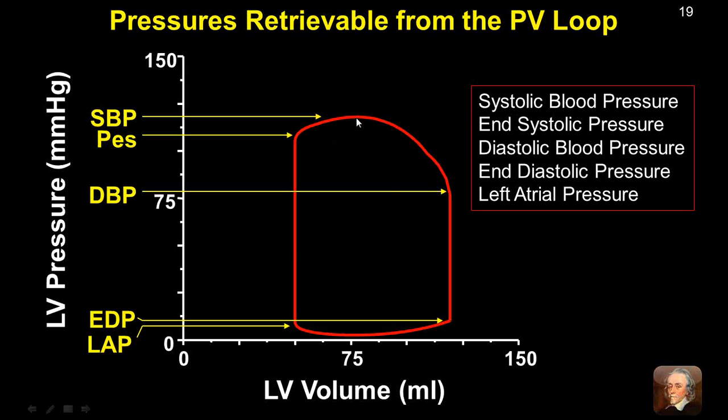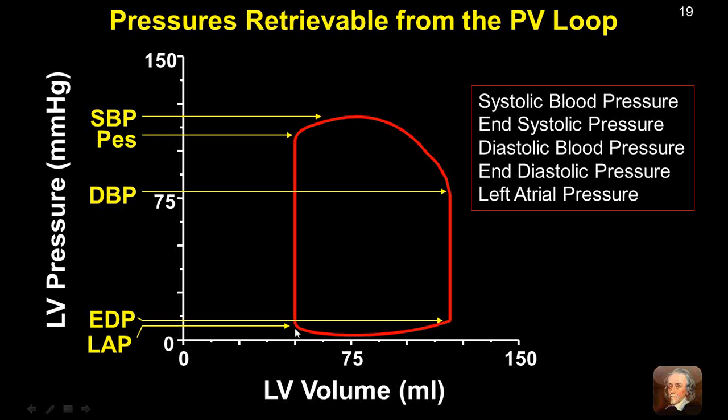So the pressure that is at the peak of the ventricle is also the same as the systolic blood pressure in the arterial system. At the end of ejection, we've got the end systolic pressure, PES. And note, as shown in this loop, the peak pressure is not always the same as the end systolic pressure. So you should not mistake the peak pressure that the ventricle is generating, or the peak pressure in the aorta, as being equivalent to the end systolic pressure.